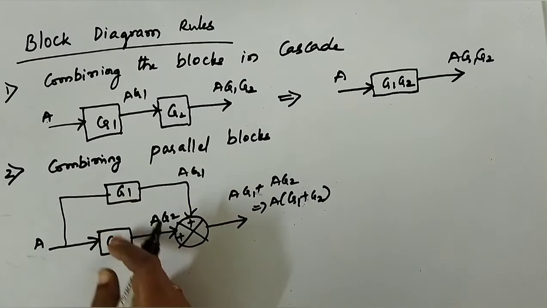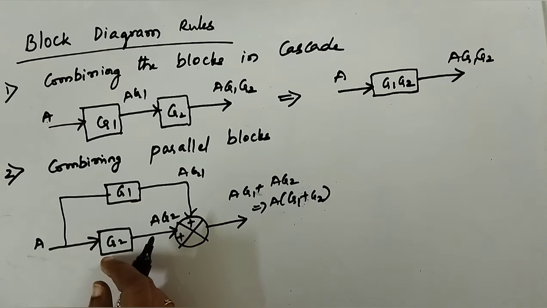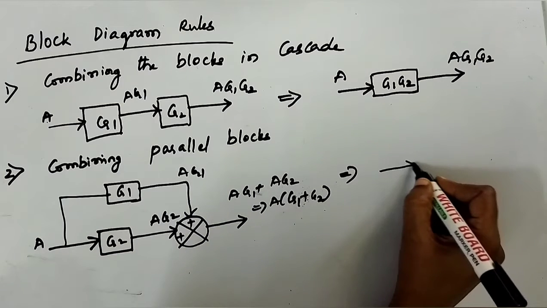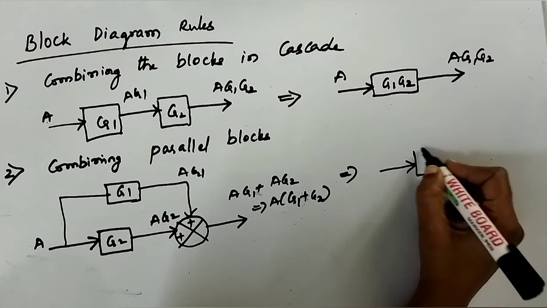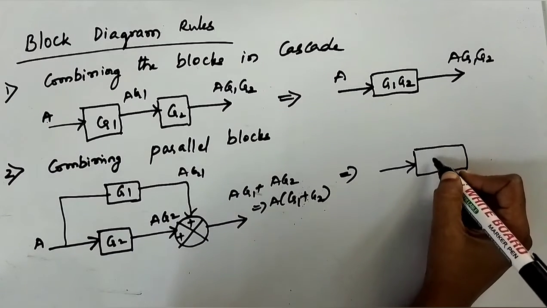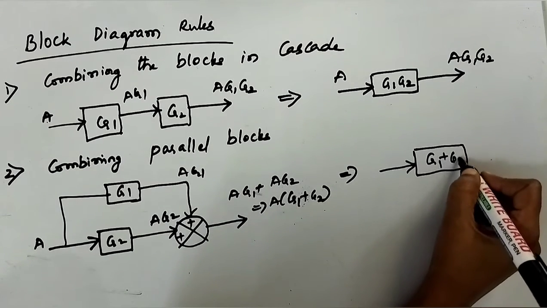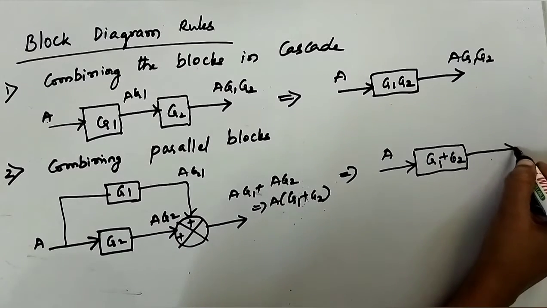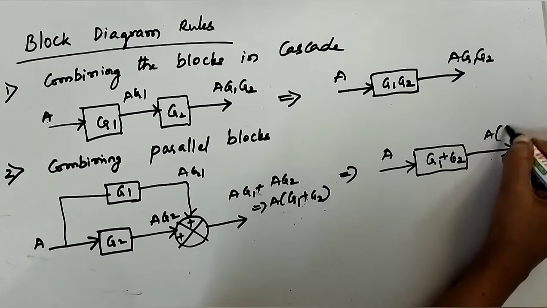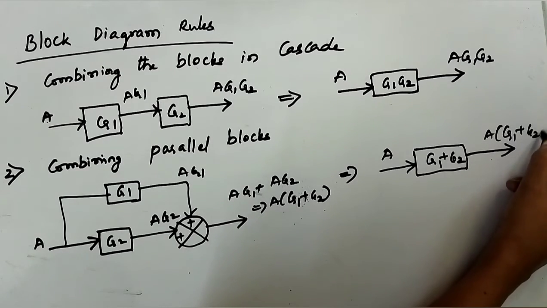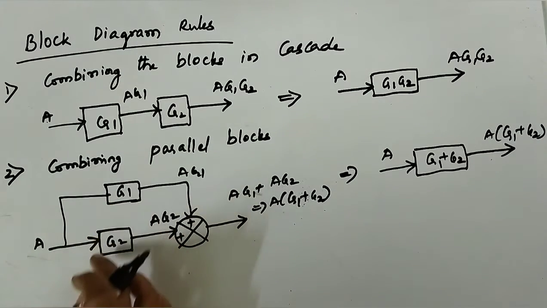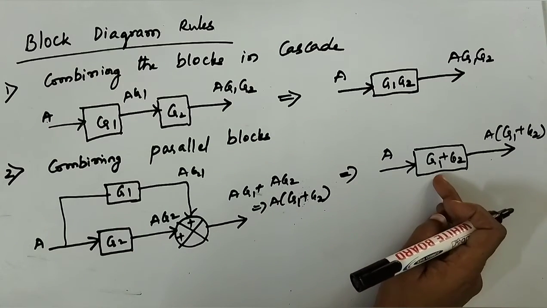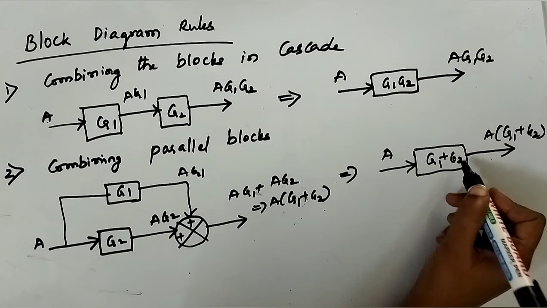So these two parallel blocks can be made into a single block. The input is A and you have G1 plus G2, so the output would be A into G1 plus G2. These two parallel blocks are made into a single block, G1 plus G2.